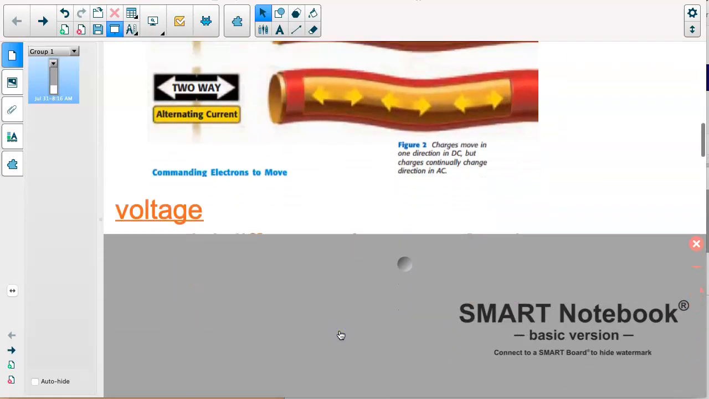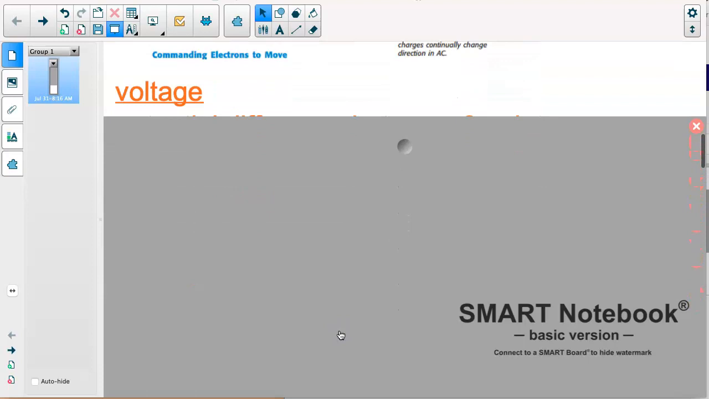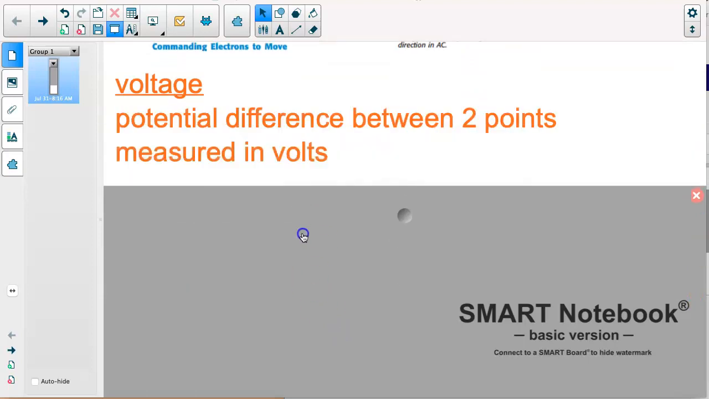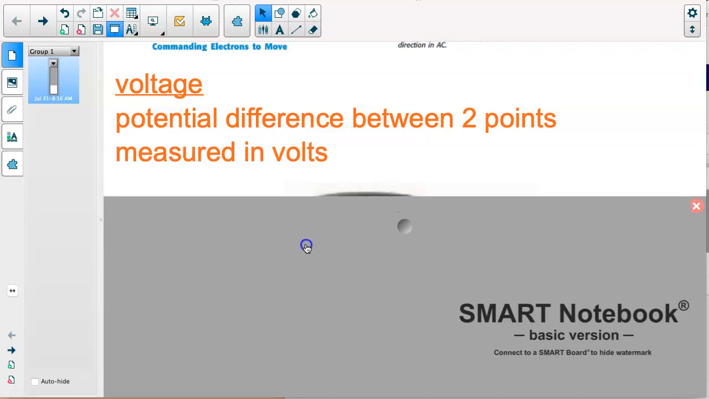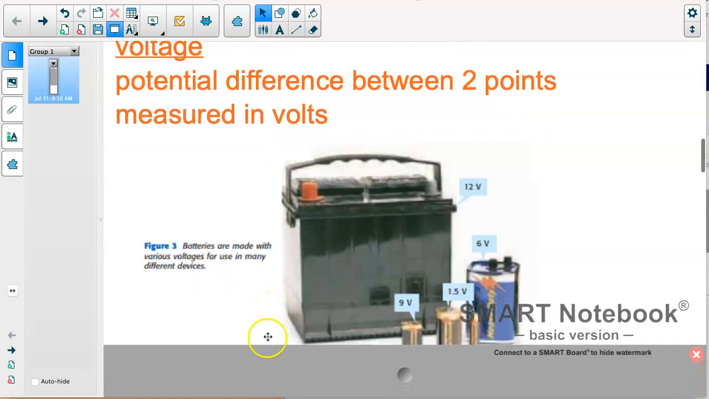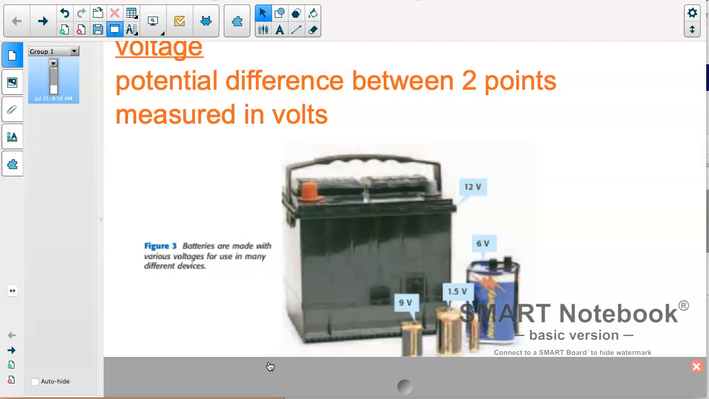Voltage is something you've probably heard of before. For example, we measure the voltage of batteries when we're using them in appliances and such. It is what we call the potential difference between two points, and we measure it in what we call volts. For example, here are some batteries, which we watched a video on. These batteries are made with various voltages, so we can use them in different devices.